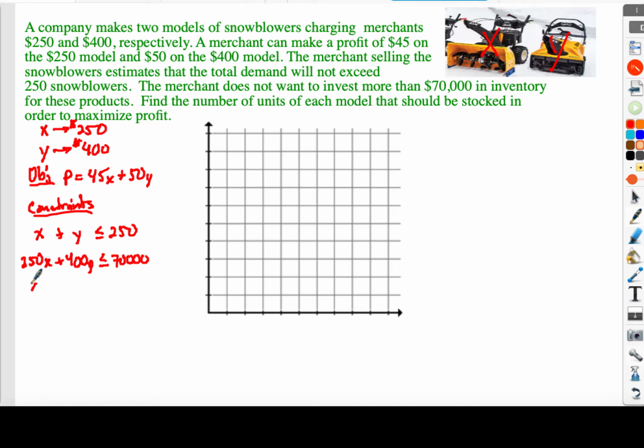We also know that we can't have less than 0 snowblowers. X needs to be greater than or equal to 0, and Y needs to be greater than or equal to 0, which is why we're only going to be in quadrant 1. Now, you can graph these lines in a lot of different ways. What I'm going to do is go ahead and use some intercepts, because I know very simply this top equation, if X were 0, then Y would equal 250, and if Y were 0, X would be 250.